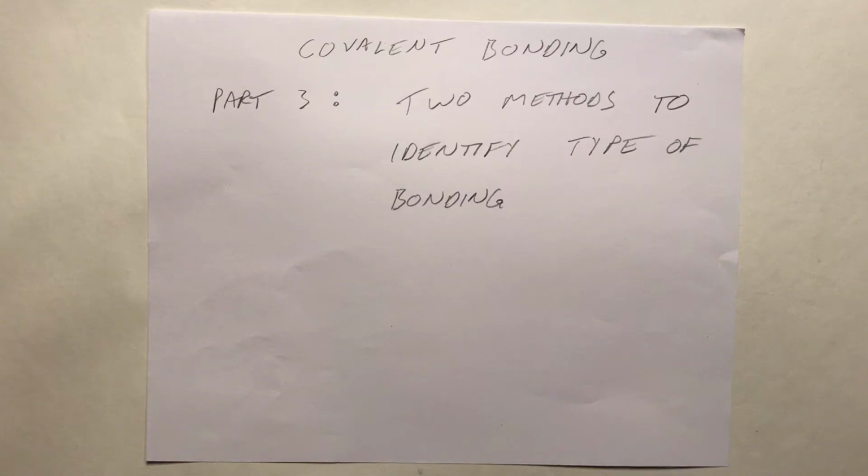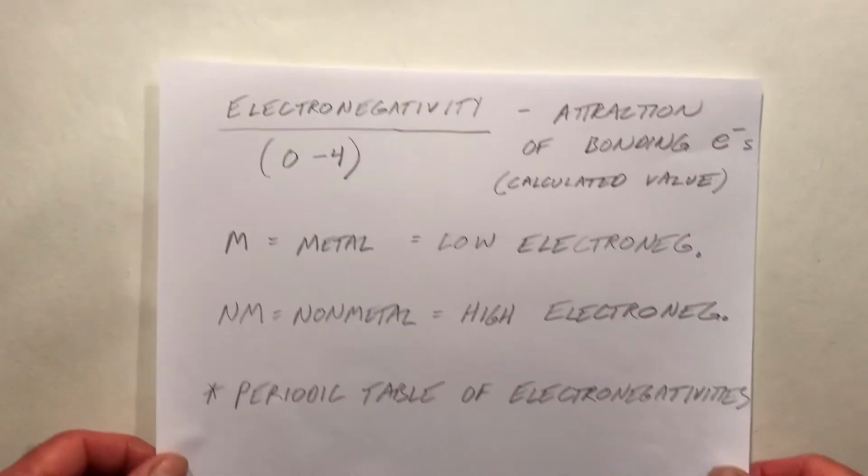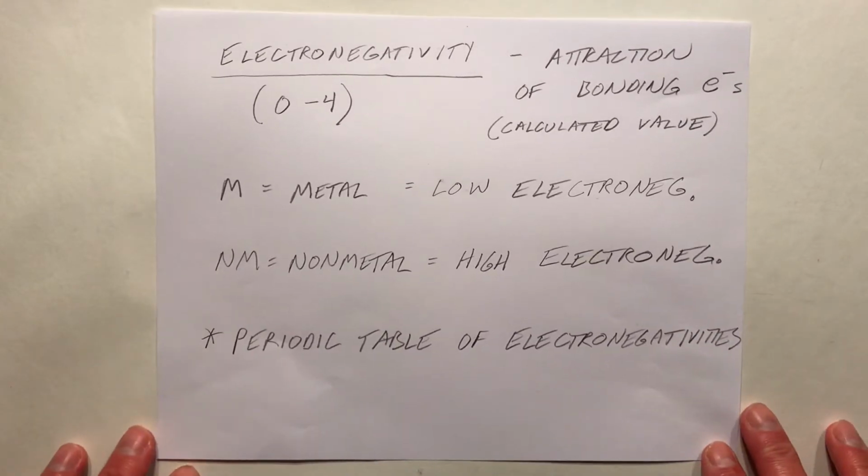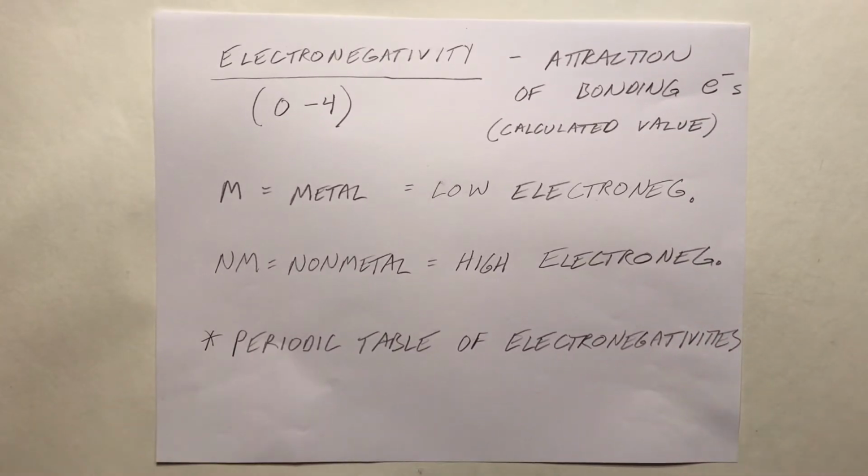Covalent bonding, part 3. In this video we're going to talk about the two methods that can be used to identify the type of bonding that happens between atoms. Let's start out by considering a very important property of elements called electronegativity.